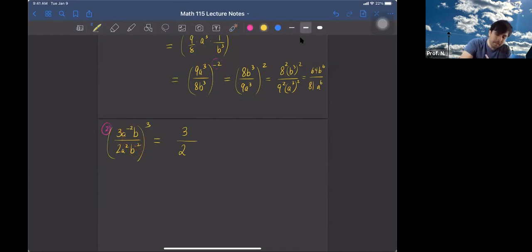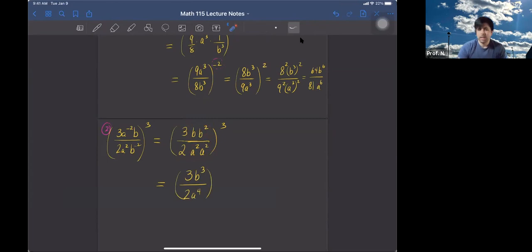So then what do I get? I get b times b squared over what? A squared times a squared. And all of this is being cubed. Do you see that I can do that? I have a negative exponent in the numerator, make it positive, put it in the denominator. I have a negative exponent in the denominator, make it positive, move it to the numerator. That's all I'm doing. I'm doing moves. I'm moving them around. And then what do I get? I get 3b cubed. What do I get here? I get 2a to the 4th because I'm combining them, right? Same base, add the exponents.